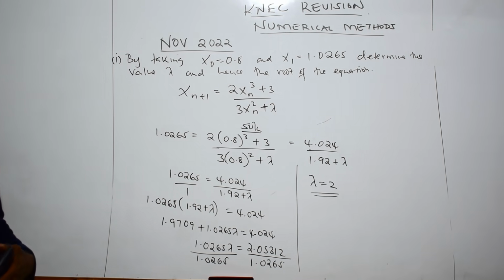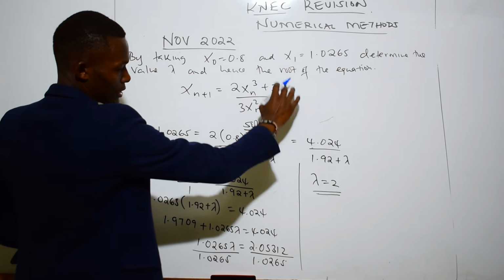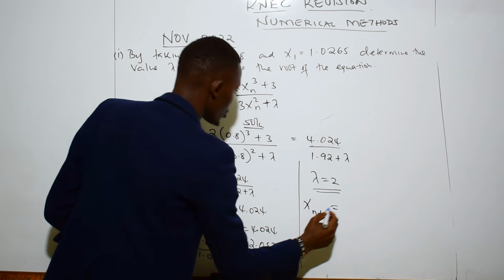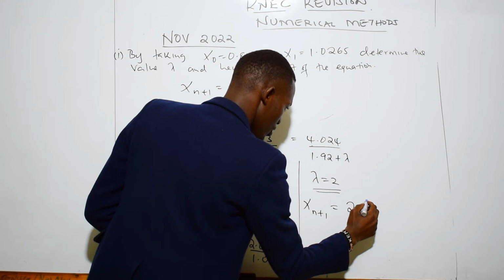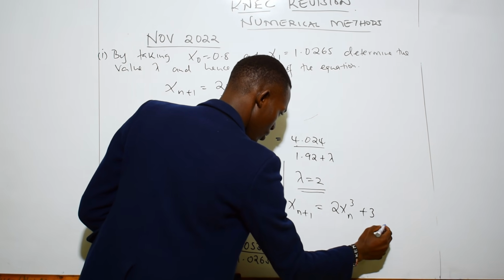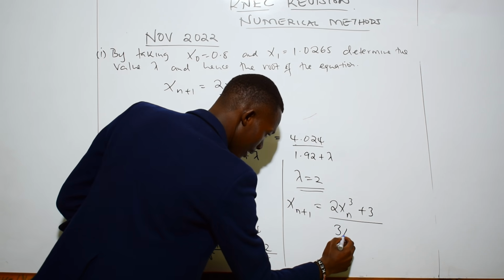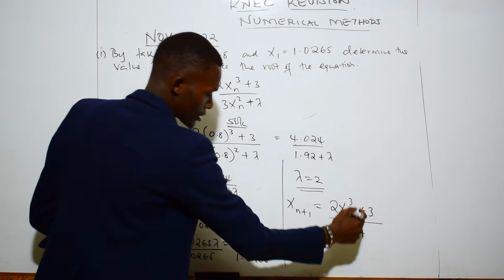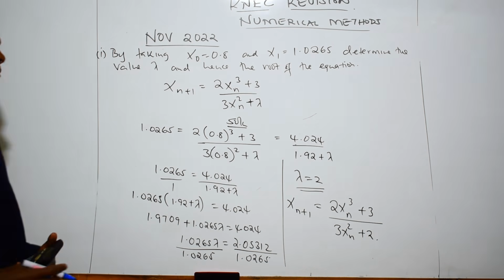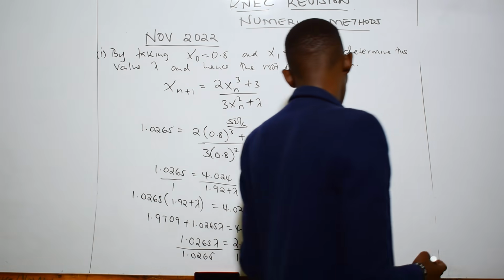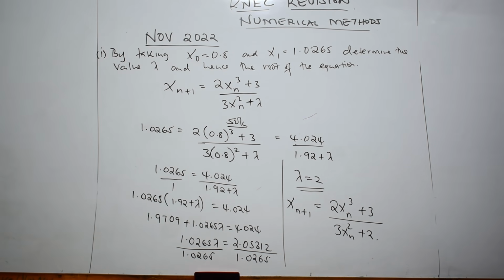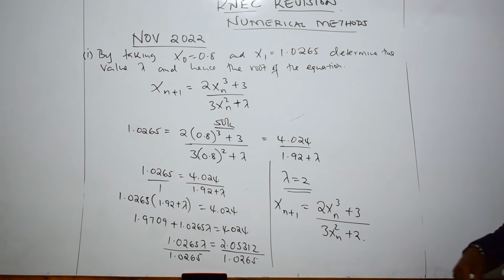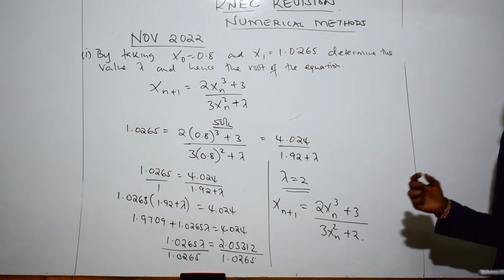Now we can get the approximation. So now we can rewrite this statement here and say our better approximation is given by xn plus 1 equals 2xn cubed, then plus 3 over 3xn squared, then plus lambda. Our value of lambda is 2. Now we can solve for the root, the exact root. So we'll continue replacing the values of the x that we're going to be getting until we find a value of x that is repeating itself.